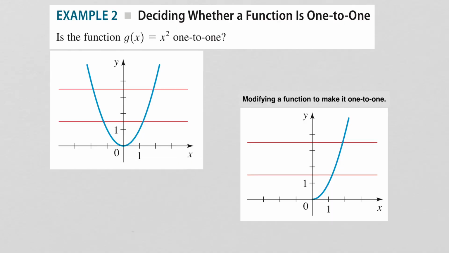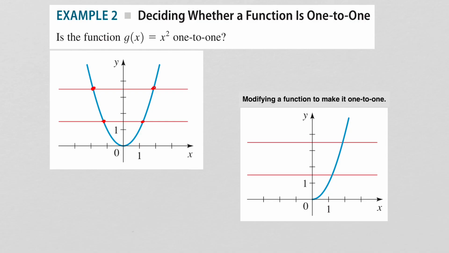In the next example, consider the function g of x equals x squared. Is this one-to-one? Clearly the answer is no. You can see that when we draw a horizontal line here, we intersect the graph more than once. In fact, any horizontal line you draw above the x-axis is going to intersect the graph more than once.